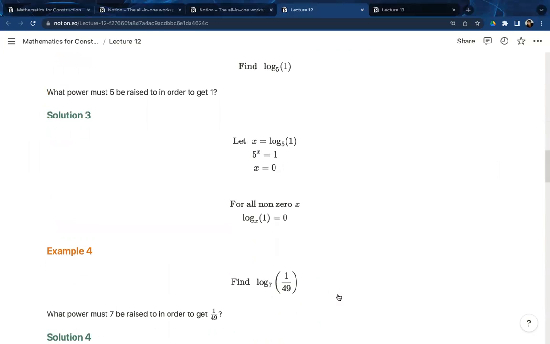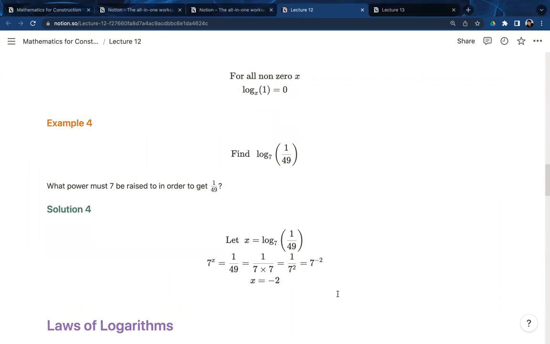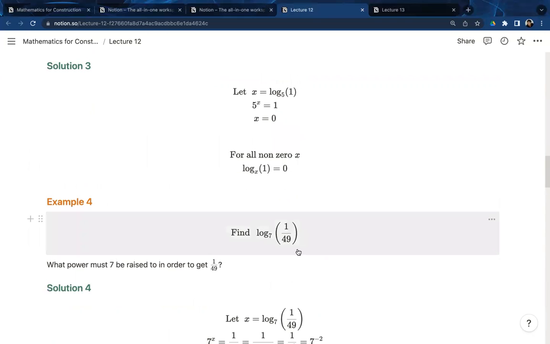a power, right? Your calculators just help you with these things these days, but I don't know what to type in. When you see something like this, find log base 7 of 1 over 49, what they're asking you for is a power, and they need to give it the base. So what power must 7 be raised to give 1 over 49? The answer is -2.